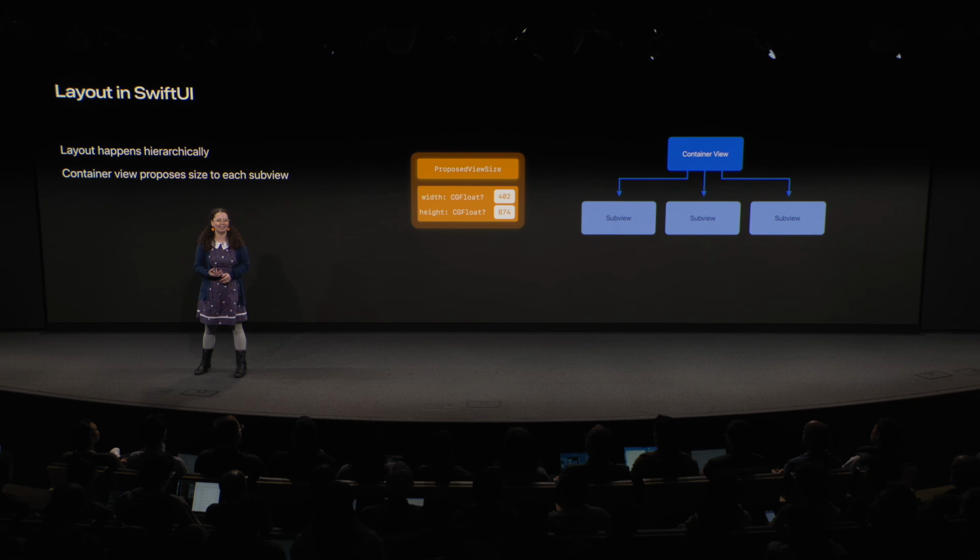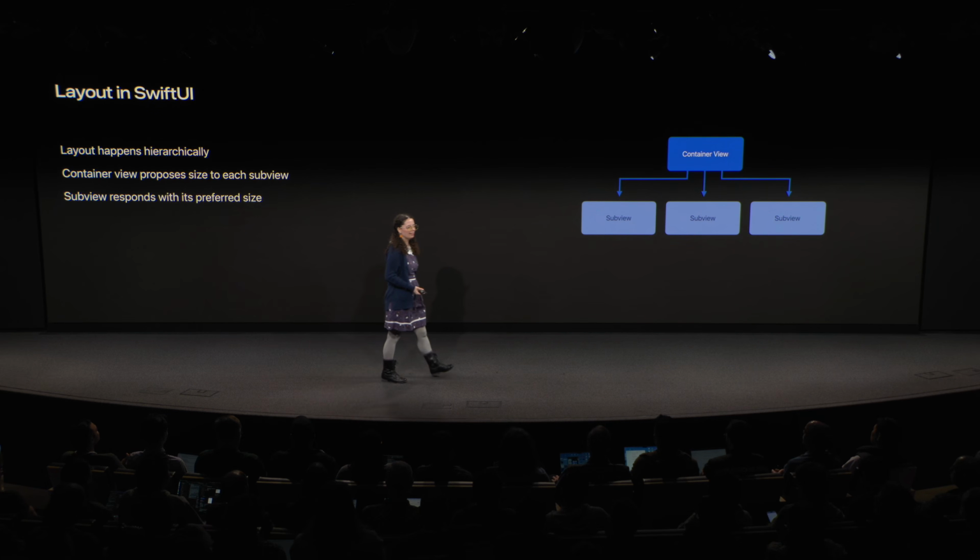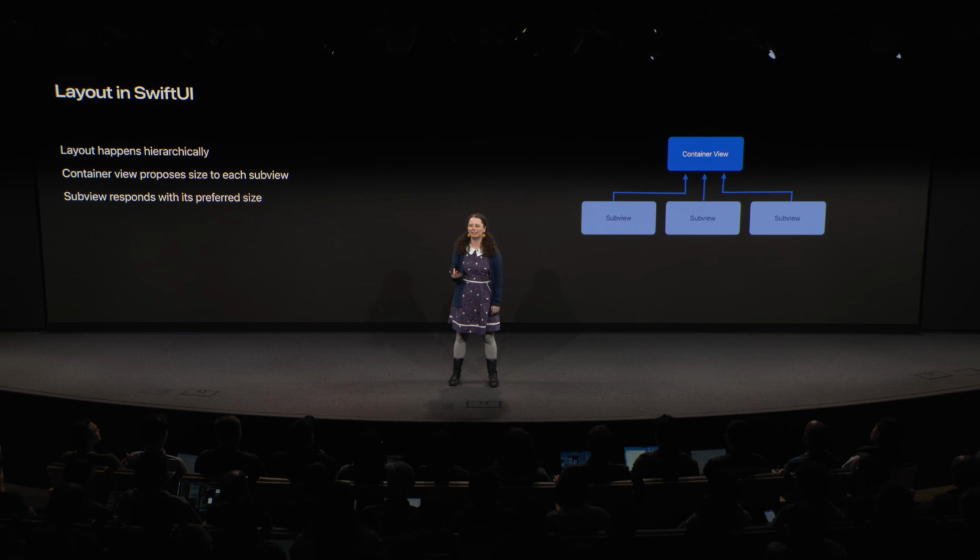On the other hand, sometimes the proposed size is unspecified in one or both directions. This means that the container view wants to know how much space the subview would want if it wasn't constrained at all. This is the subview's ideal size. Each subview responds with its preferred size given the proposed size.